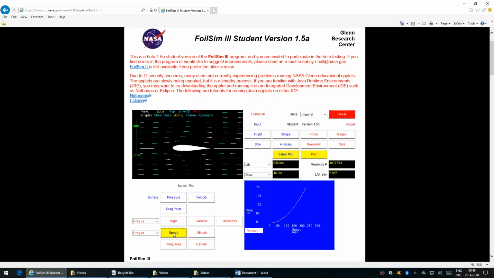We can have a look at drag versus speed. Now remember, I mentioned that if we double the speed, we get 4 times the drag. Well, you can see that exponential ratio in the curve here. As we double the speed, we get 4 times the drag.